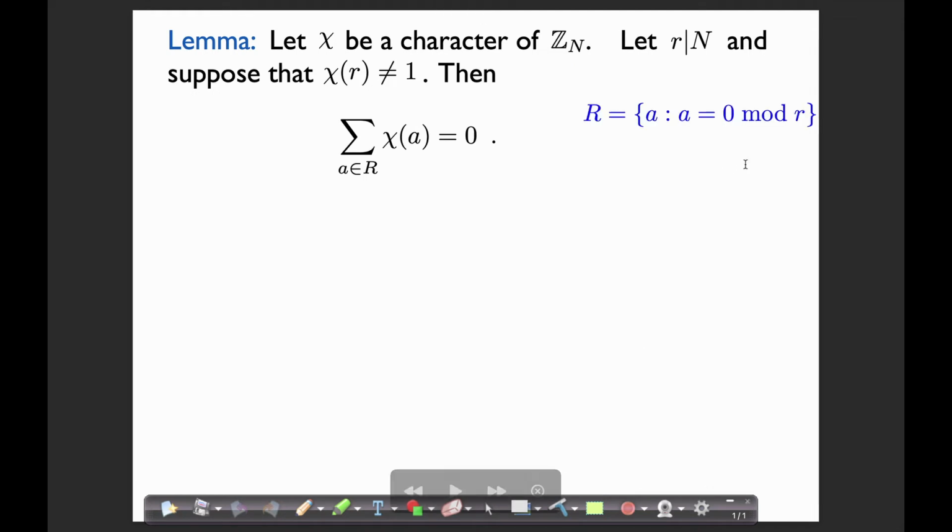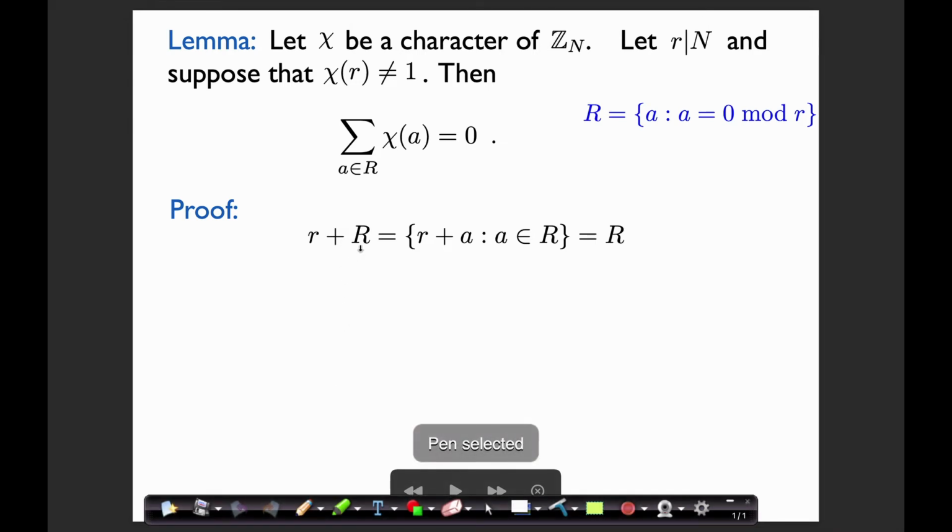So again, let's let R be the set of a which are equal to 0 mod r. So the key fact here is that if we translate the set, capital R, by little r, we just get back the same set. Okay, so the notation that I'm using here, r plus R, is just a number plus a set. What does that mean? Well, it's again a set, and you take everything in the set capital R, and add little r to it.